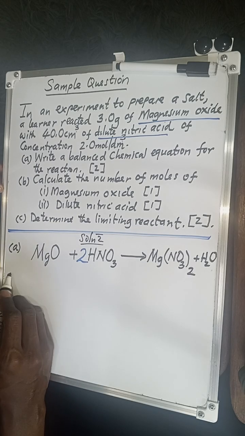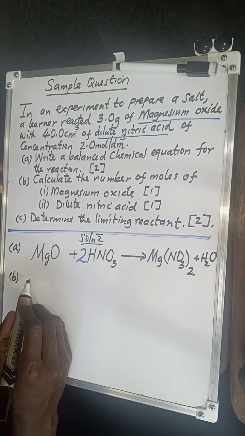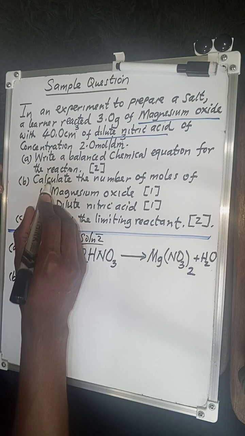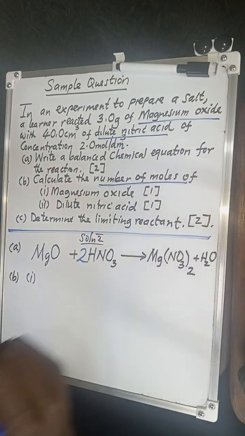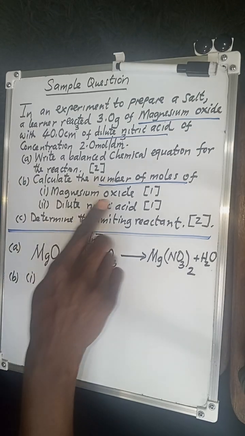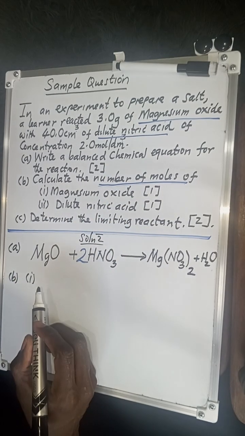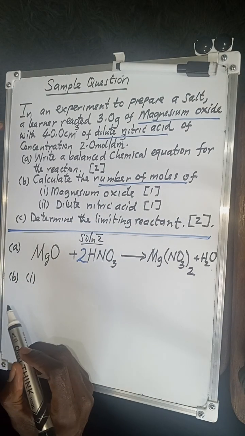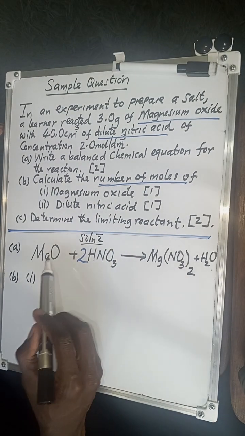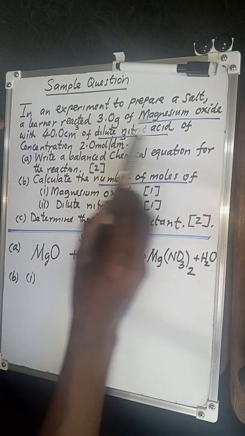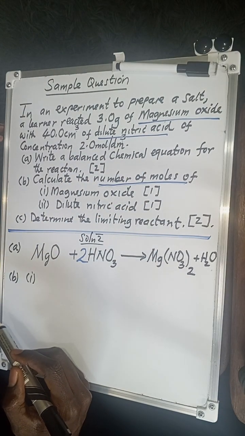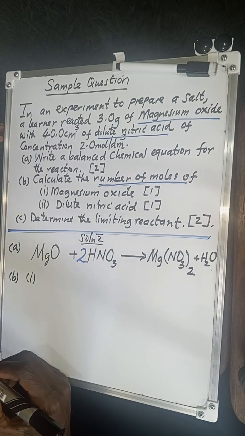In the B part of the question there, B1, it says calculate the number of moles. So they want us to calculate the number of moles of magnesium oxide. Now, if you notice, for magnesium oxide, they told you the pupil reacted 3 grams of magnesium oxide. That's what they told you. So how many moles are there?